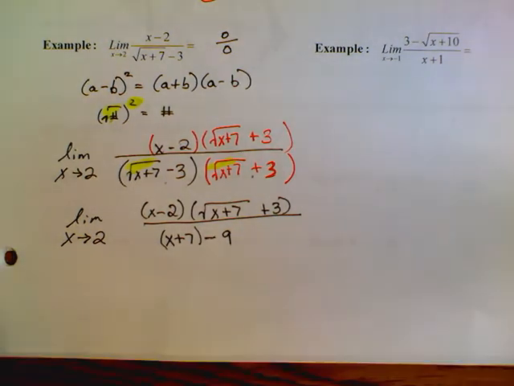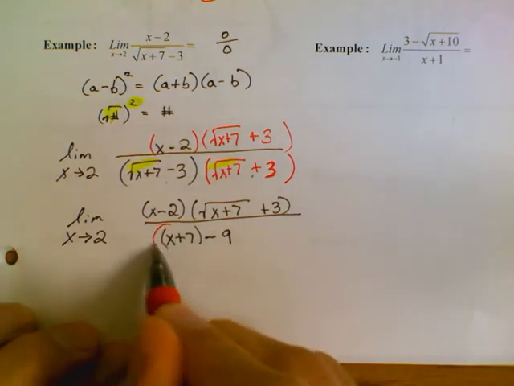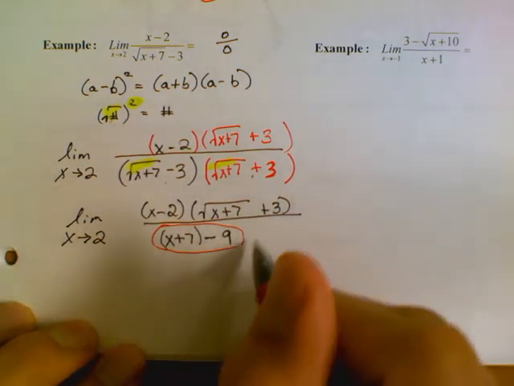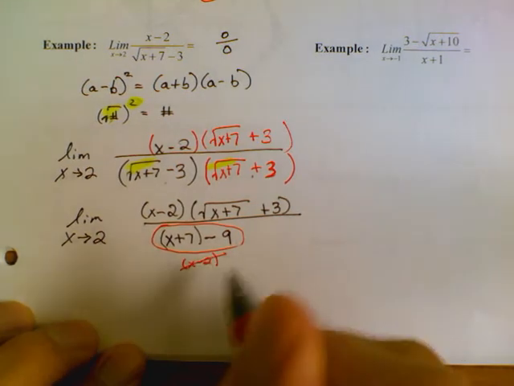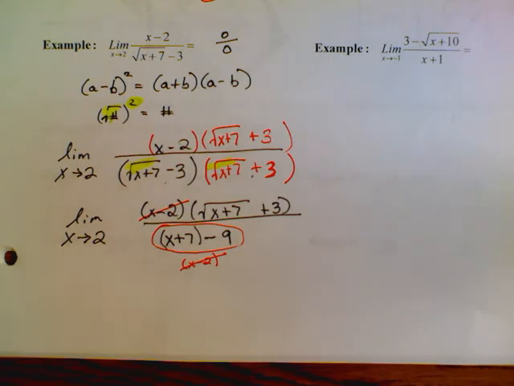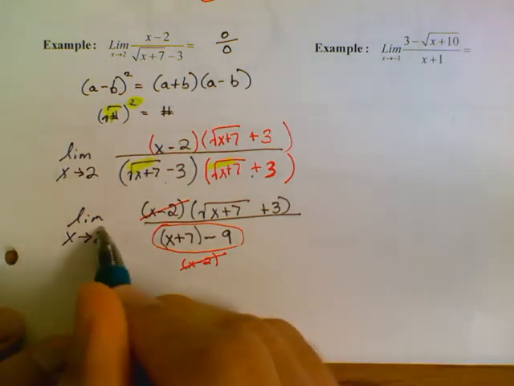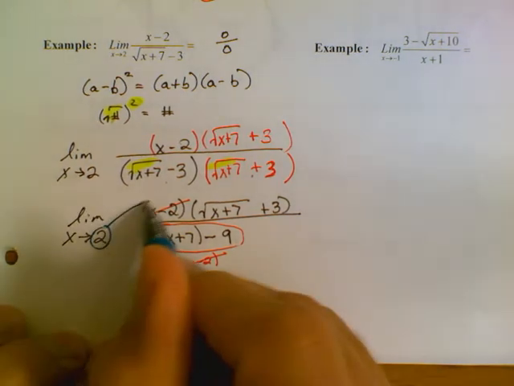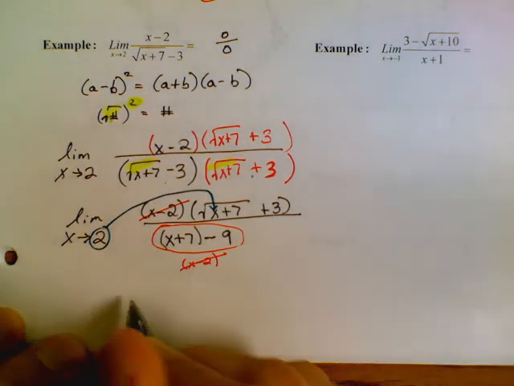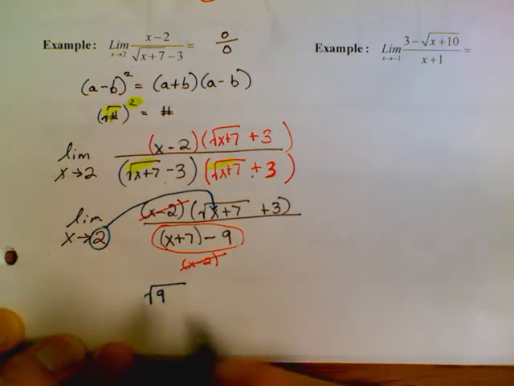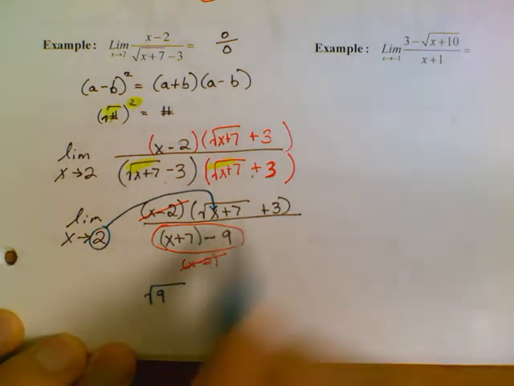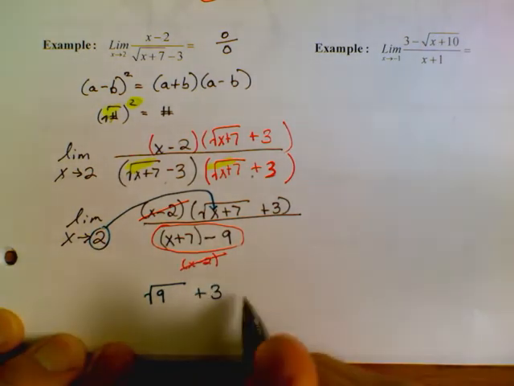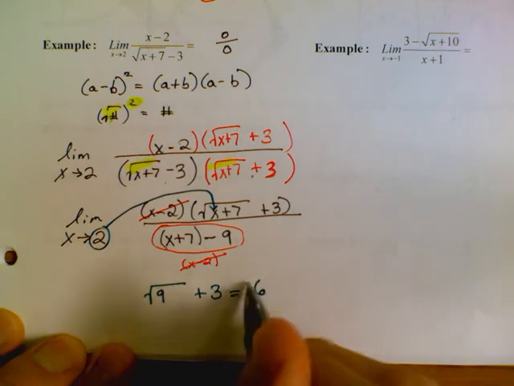You can spend the time to FOIL that out, but what you'll find is that's what you're going to get. But now what I see is that this whole thing down in the denominator is exactly x minus 2, and x minus 2 will cancel out with x minus 2. Now what we're going to do is just take that 2 and drop it in right there. So that gives me the square root of 9. I did some adding there, sorry. 2 plus 7 is 9, and then plus 3. That's 3 plus 3, and that's 6.